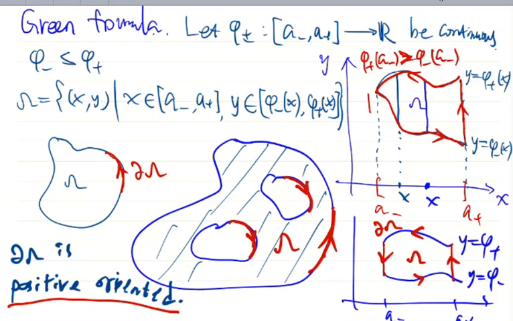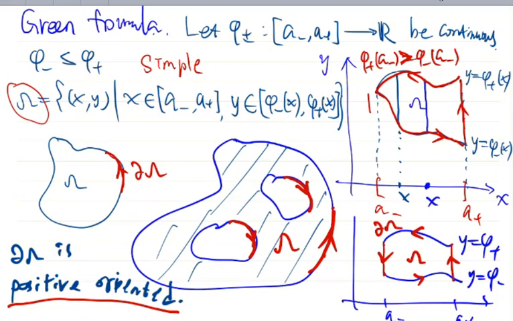So we have defined a domain in this form, omega. Such a domain we say is a simple domain. And the orientation we just talked about is the so-called positive orientation. And of course, you can switch the order of x and y.